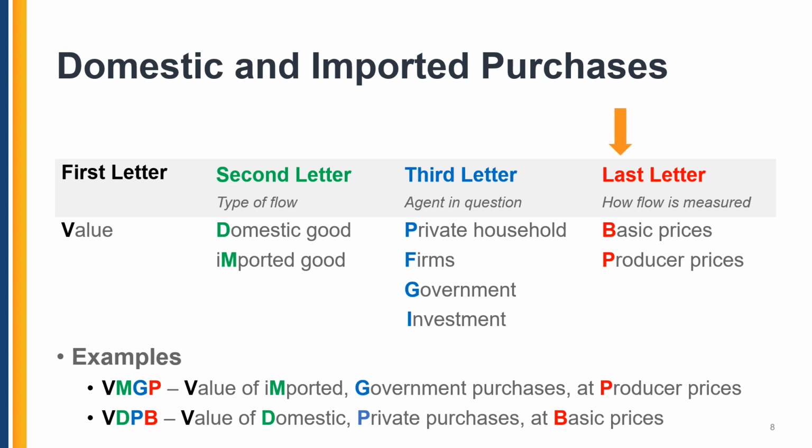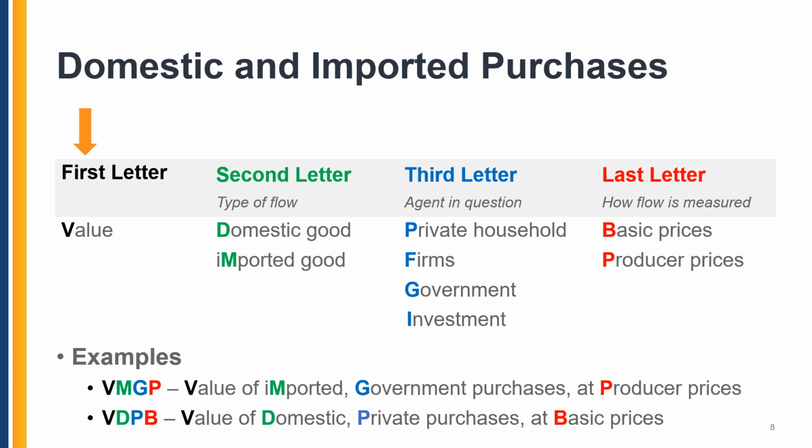The last letter of the coefficients will end with a B or P, where B indicates a purchase measured in basic prices, and P indicates a purchase at producer prices. The third letter will either be a P, F, G, or I, where P indicates the purchase was by the private household, F being by firms, G indicating a government purchase, or I being an investment purchase. The second letter will either be D or M, which tells us whether the good in question is domestic or imported.